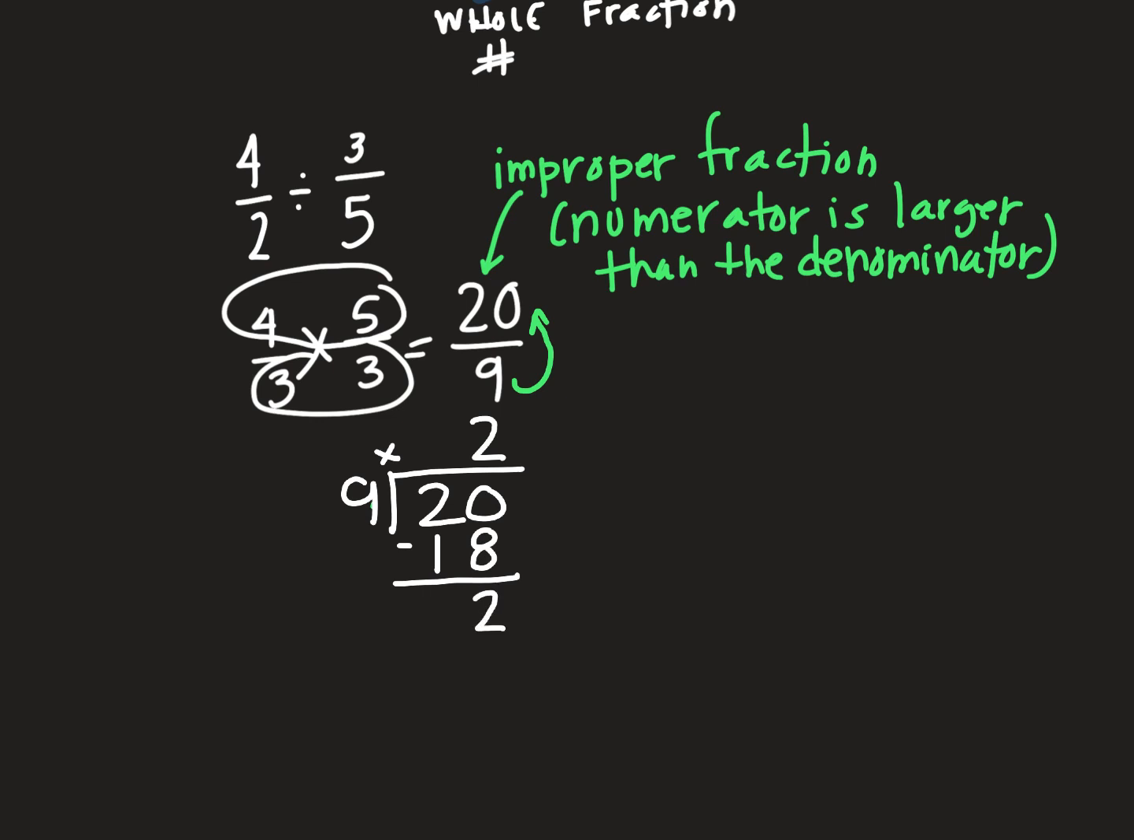Well, we have a remainder we have to deal with. So your remainder goes up on top. That's where your remainder goes. Your remainder always goes up on top. And then your denominator always stays the same. So in this case, 9 is our denominator. So our final answer for this could be 20/9. Or if you want to write it as a mixed number, it would be 2 2/9. They're the same thing. It's just two different ways of writing them.